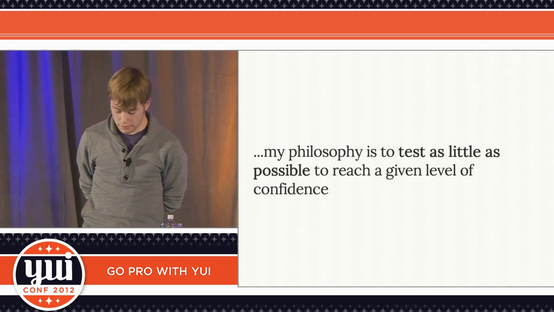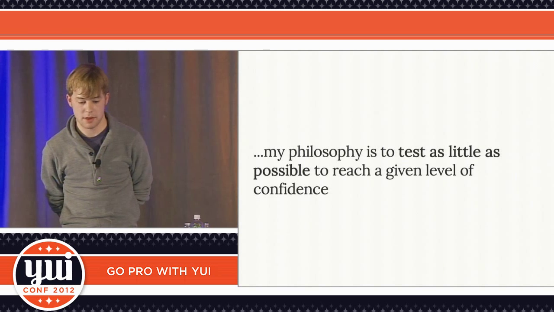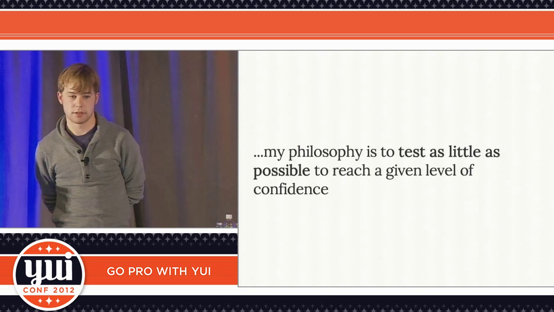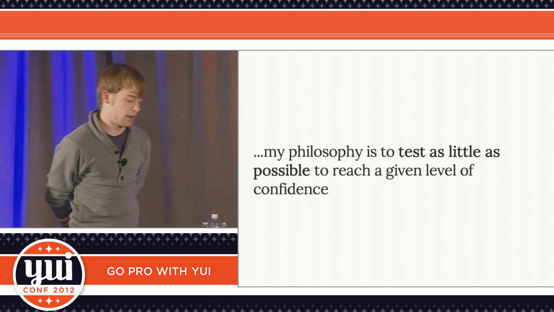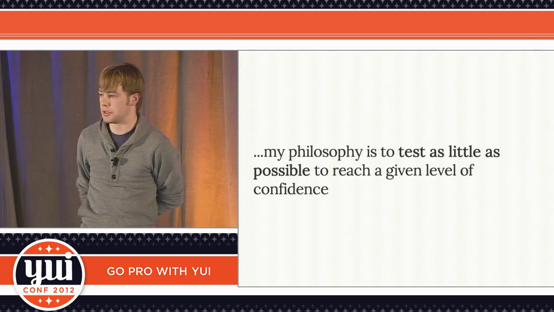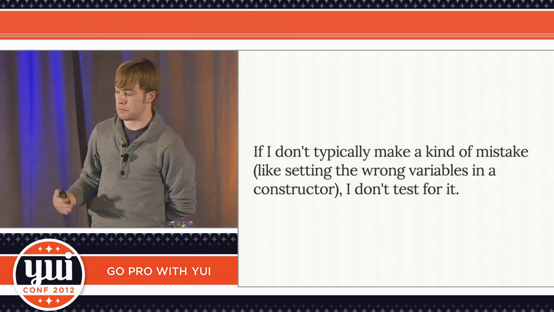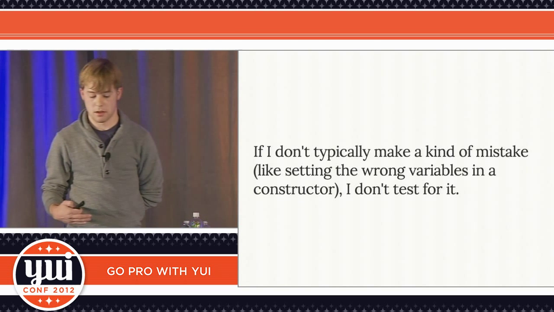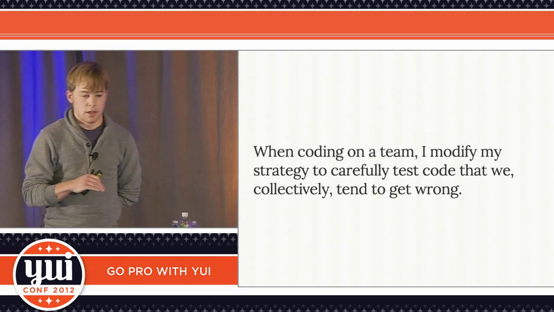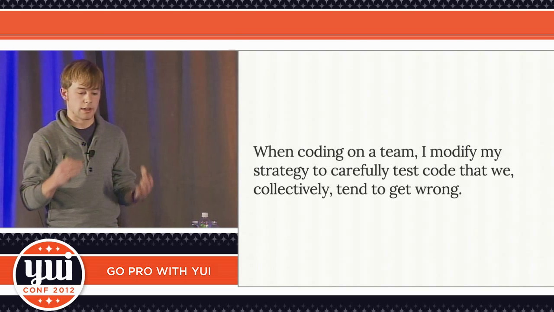So going back to Kent Beck, and thinking about what to test and what matters, his philosophy is to test as little as possible to reach a given level of confidence. That's the takeaway: you want to use testing, but just enough to give you the confidence level that you need. If he doesn't make a certain kind of mistake, he doesn't test for it. But this is important: when he's on a team, he modifies that strategy to carefully test code that, as a collective, they tend to get wrong.